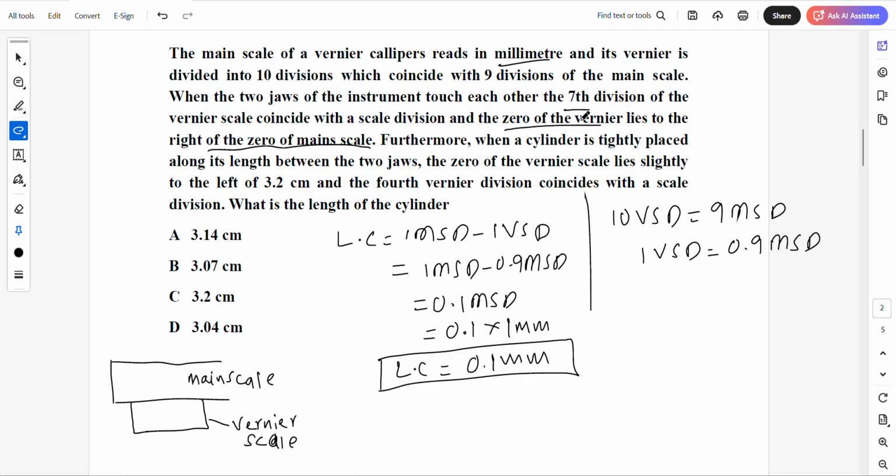What are they saying? 0 of the Vernier, this is 0 of the Vernier, lies to the right of the 0 of the main scale. Okay. Main scale 0 is somewhere here. This is 0 of the Vernier scale. This is 0 of the main scale. Now, if it is on the right side, then you will get positive 0 error.